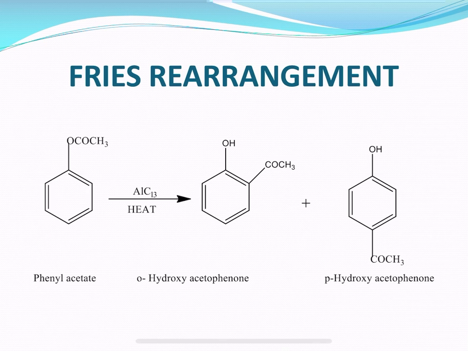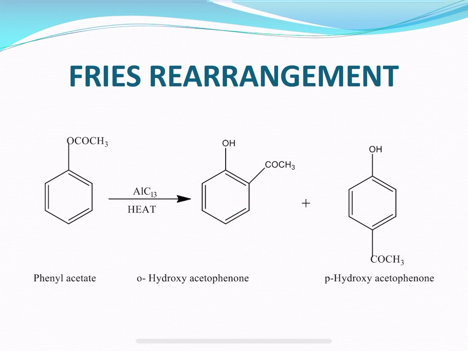What happens is, this COCH3 is called the acyl group. In phenyl acetate, this COCH3 group is called the acyl group. This acyl group is going to migrate to the ortho or para position. This is what is called the ortho position. This we understood in our previous class. If it is in the second position, it is ortho. If it is in the third position, then it is meta. If it is in the fourth position, then it is para.